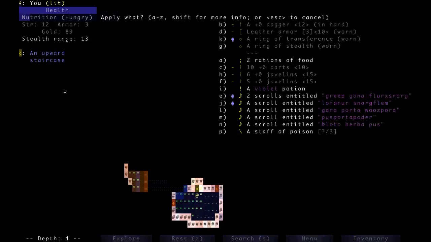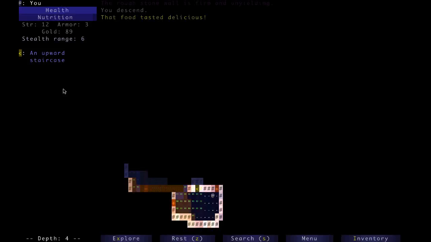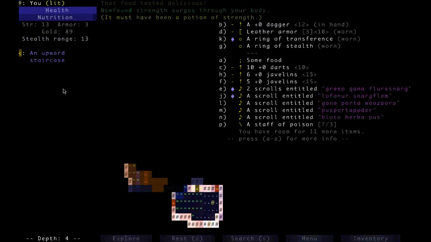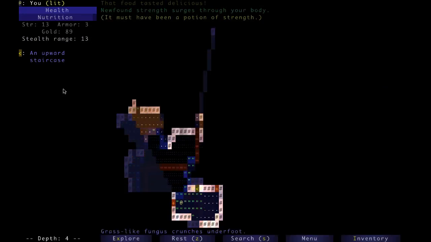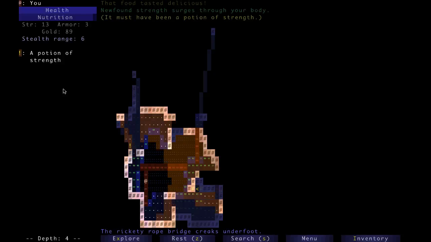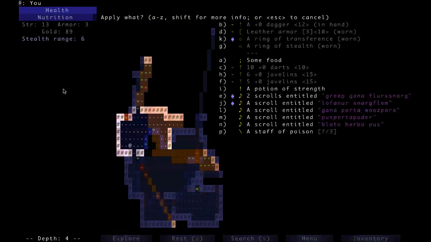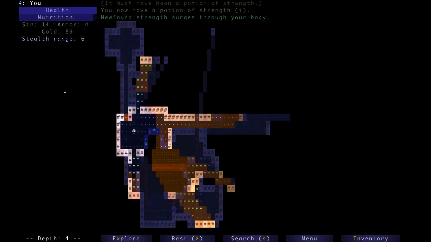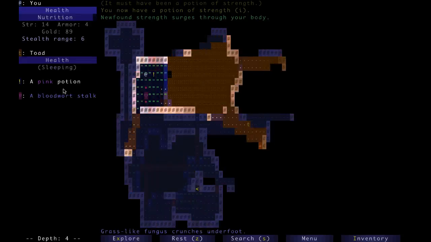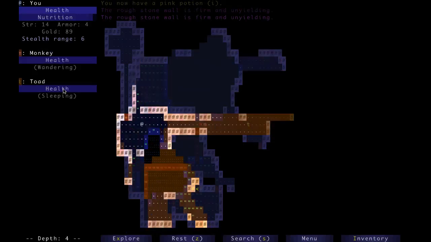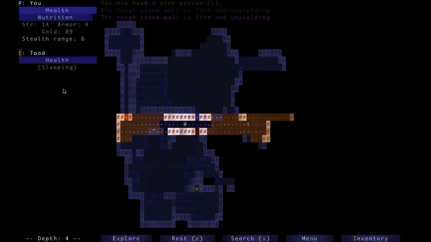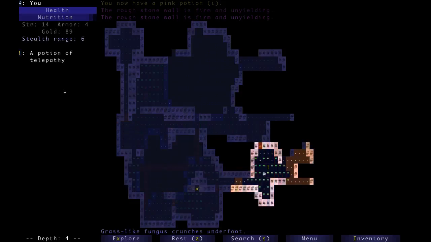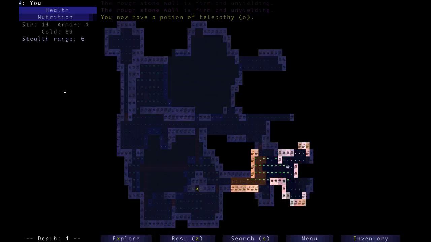I am hungry, so let's see what I've got. I've got some food. It usually goes good with hunger. I have a violet potion. Let's check out what that is. It's a potion of strength. I need one of those. I don't need one because I don't have any good weapons. There's another one. I guess those javelins I'm not really capable of using correctly yet. There's a pink potion. There's a potion of telepathy. Those are nice.